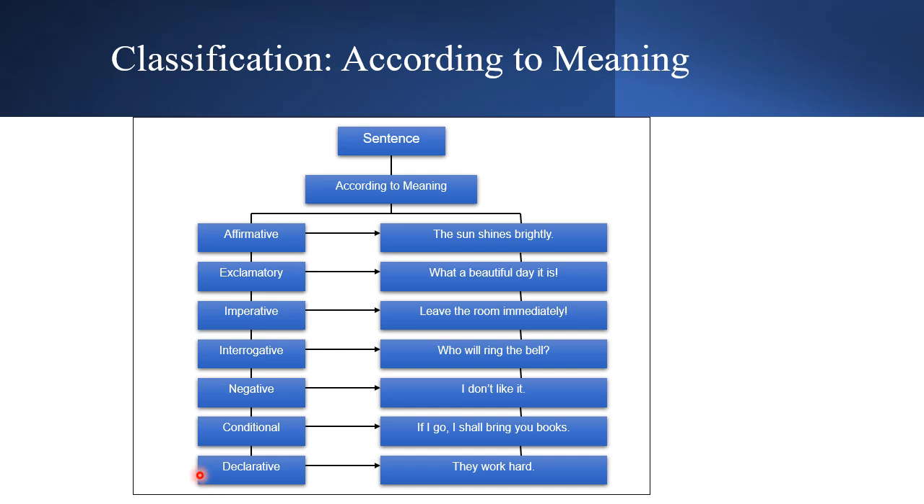And the last one is declarative. They work hard. Okay, declarative is more like affirmative. Affirmative is the opposite of negative, and negative is the opposite of affirmative. And declarative is very similar to affirmative. Declarative just declares something, a state or a situation. They work hard. That's it. No judgments here.